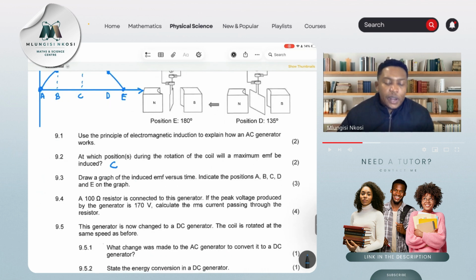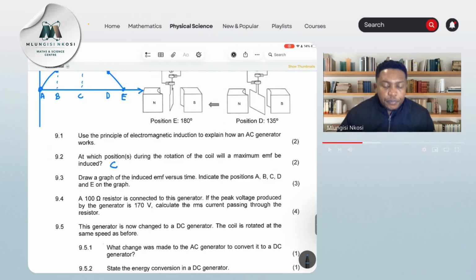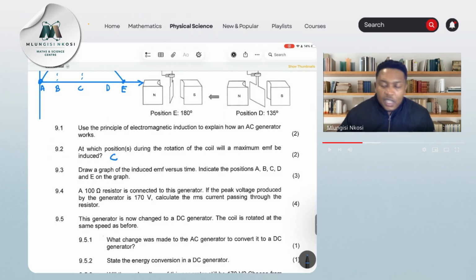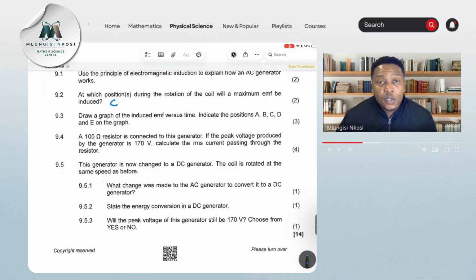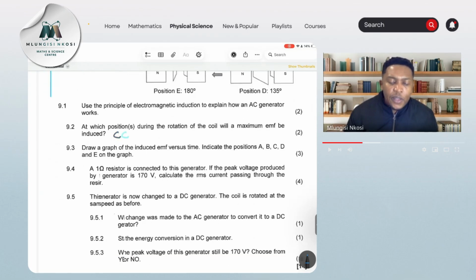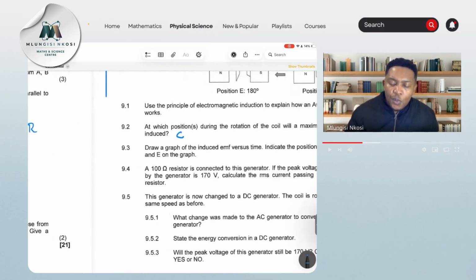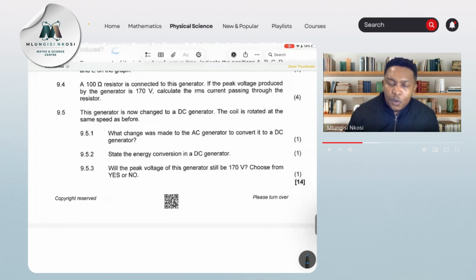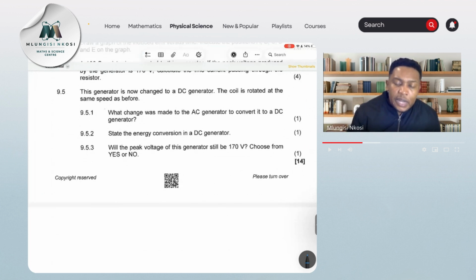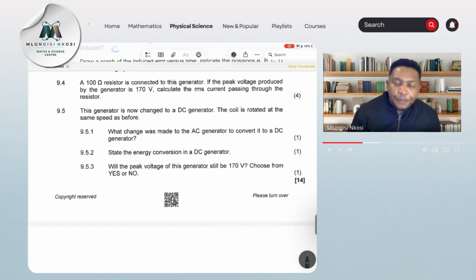Okay, right, now they say to us, okay, so this has nothing to do with the previous question. A 100 ohm resistor is connected to this generator. If the peak voltage produced by the generator is 170 volts, calculate the RMS current passing through the generator. Now, I think when we talk about peak and maximum versus RMS, all right, now let's start here.